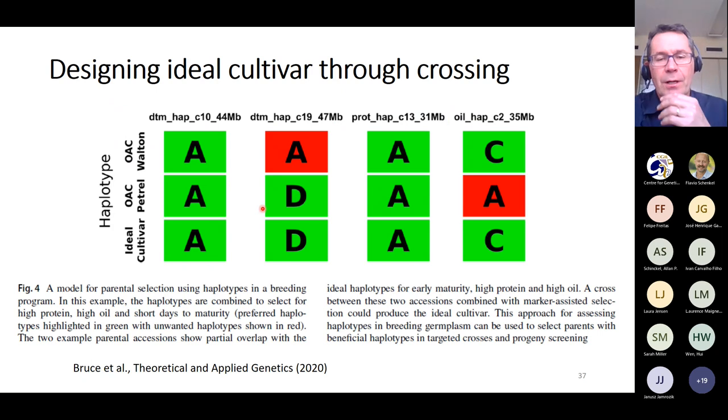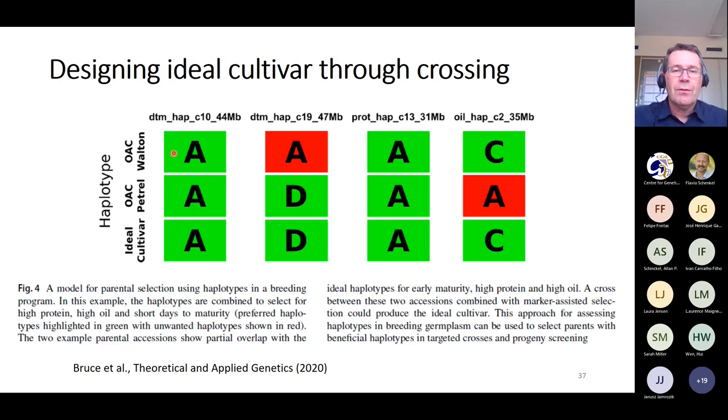So this same paper has allowed us to postulate the potential for developing ideal cultivars in the future by looking at the haplotype information that we generated. In this particular case, this figure is showing the ideal cultivar at the bottom, and two cultivars that were developed in our program, OEC Petrel and OEC Walton. As you can see, the ideal haplotypes for days to maturity or earliness, on two different chromosomes, would be A and D. That's the ideal. For protein, the ideal haplotype is A, and for oil content, the ideal haplotype is C.